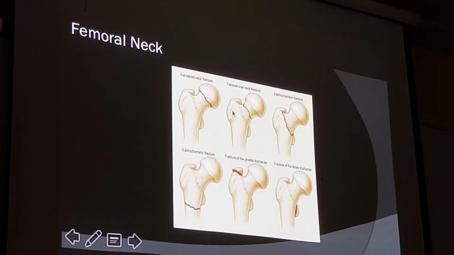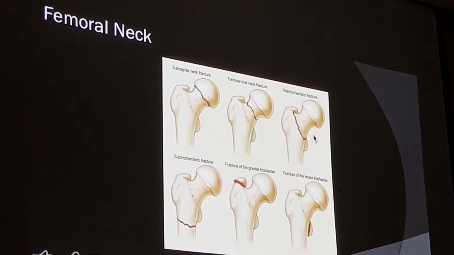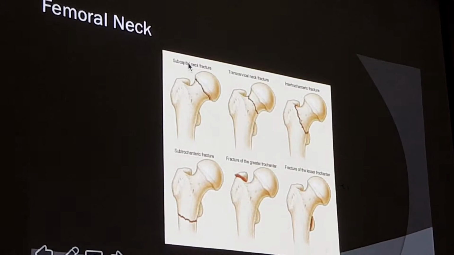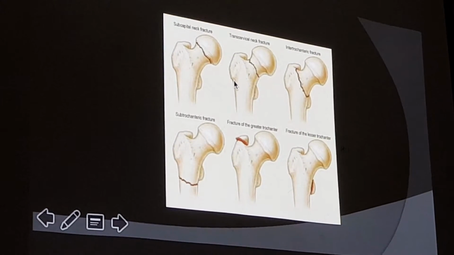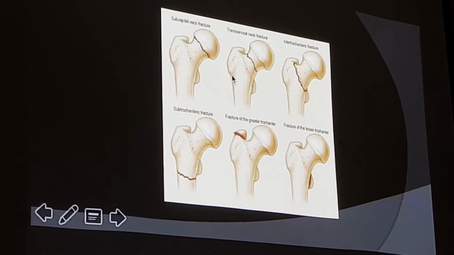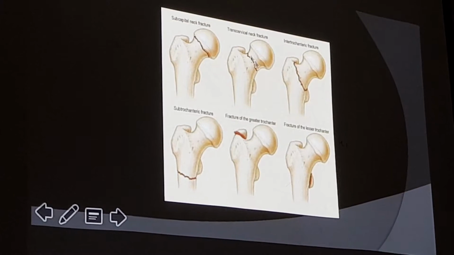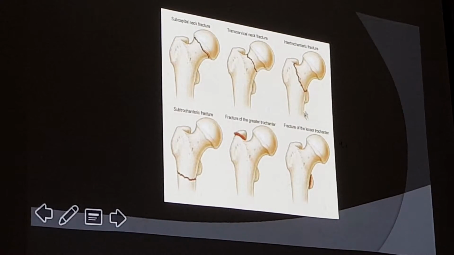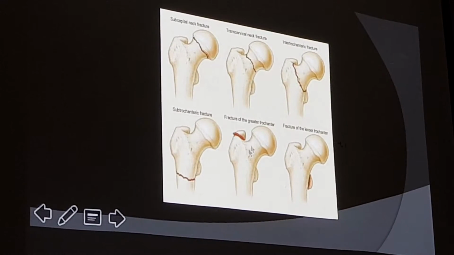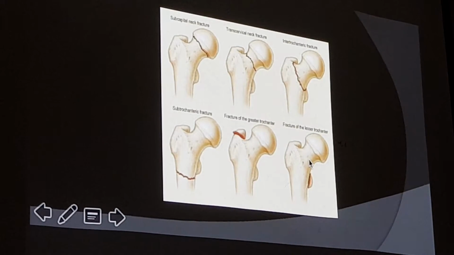Femoral neck fractures are also classified; there are different types, so it's not just a fracture of the femoral neck. You have to localize it as subcapital, transcervical, intertrochanteric, subtrochanteric, or just the greater trochanter, or just the lesser trochanter.